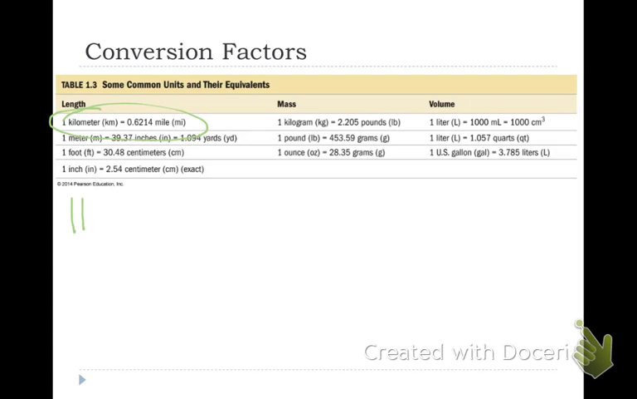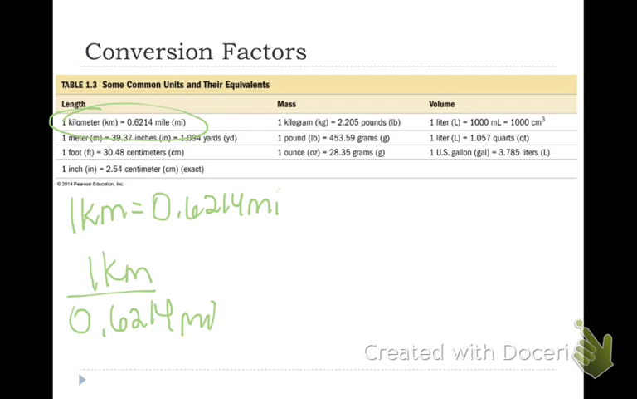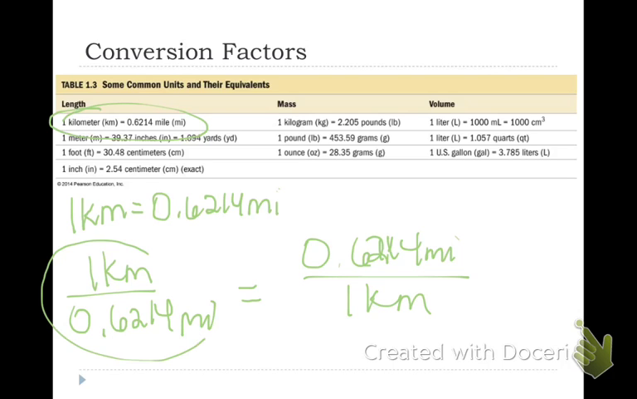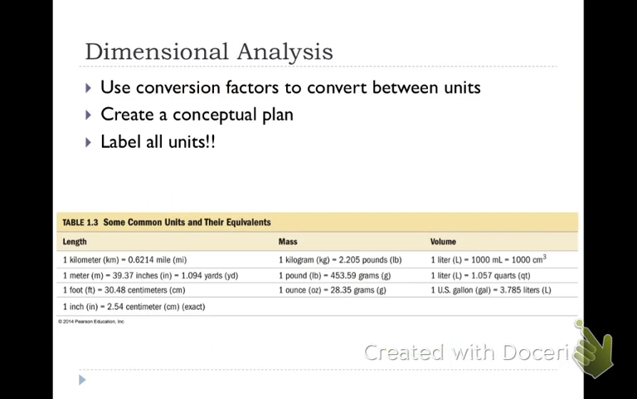We have kilometers, so 1 kilometer is equal to 0.6214 miles. To write it out as a fraction, I'd write 1 kilometer over 0.6214 miles. That's also equivalent to 0.6214 miles over 1 kilometer. So when I ask you to write out conversion factors, I'm just asking you to do these two fractions, and that's it.